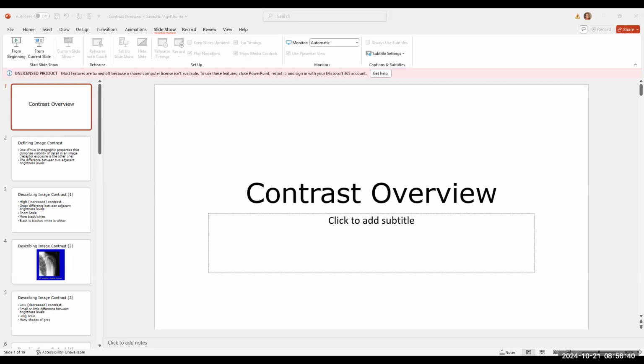So in question 24, which image has higher contrast? The image on the left. The image on the right is supposed to show you a little bit of a gray overlay there. How else could you describe high contrast? Short grayscale, more black and white.